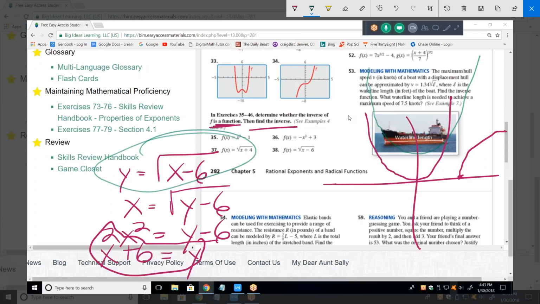It only has to pass the vertical line test for it to be a function, but it has to pass the horizontal also for its inverse to be a function. It's that simple. Okay? All right.